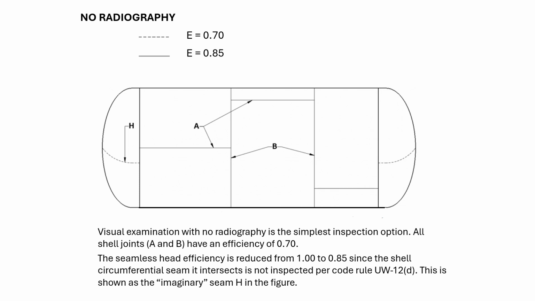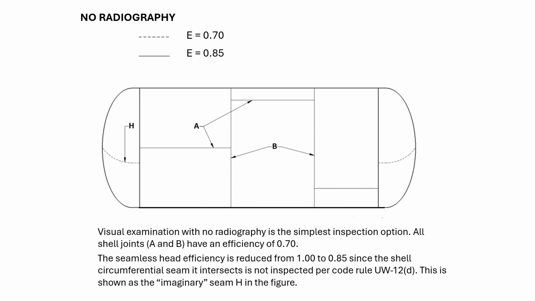Next is no radiography. Sometimes the client says my pressure vessel is not so lethal and not highly pressurized, it is low pressure, maybe 2 bar or 3 bar. I don't want radiography, but I want to do just the normal dye penetrant test. Yes, it is allowed, but in that case, the efficiency becomes 0.7.